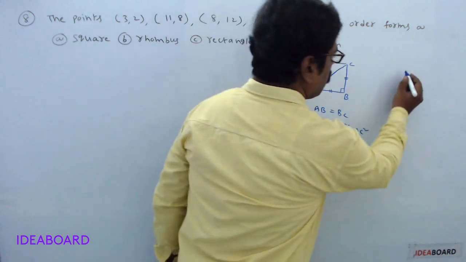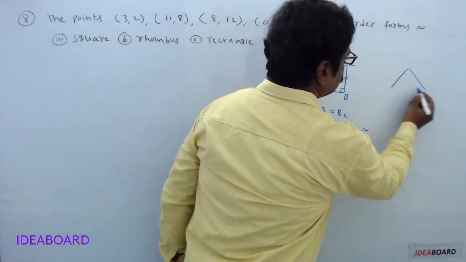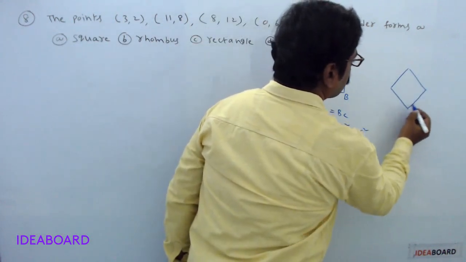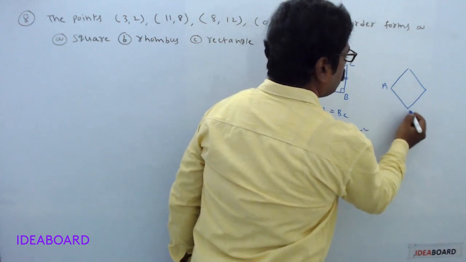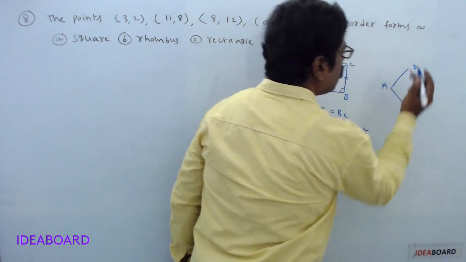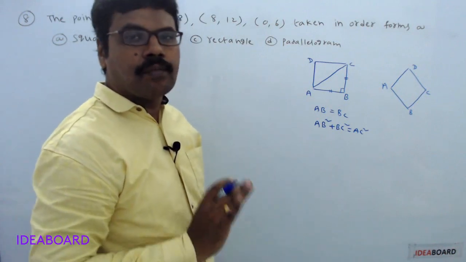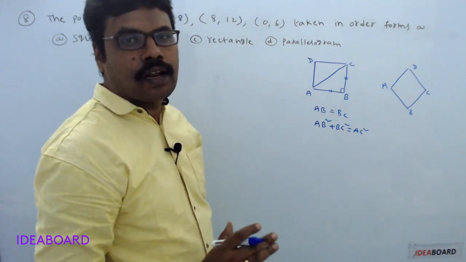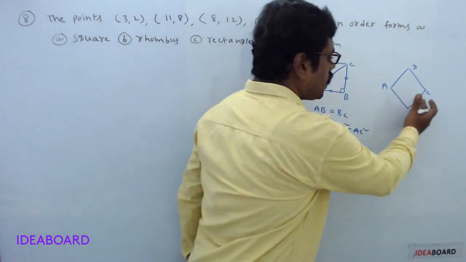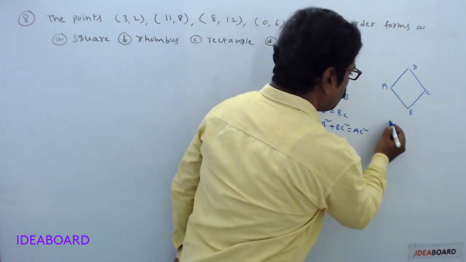Suppose you take the rhombus diagram. A, B, C, D are the vertices of a rhombus. In a rhombus, all sides are equal. It means adjacent sides are also equal.